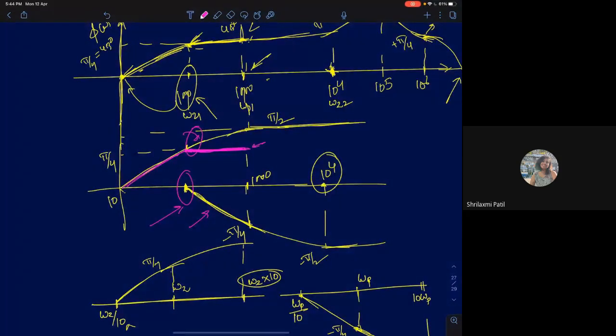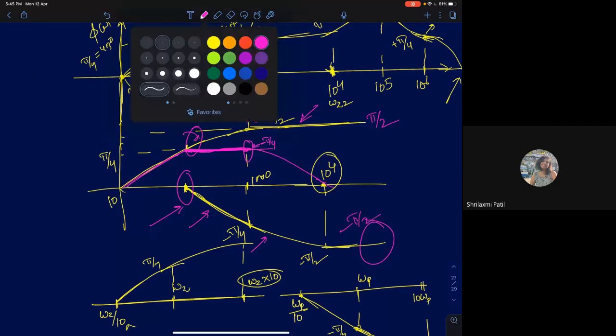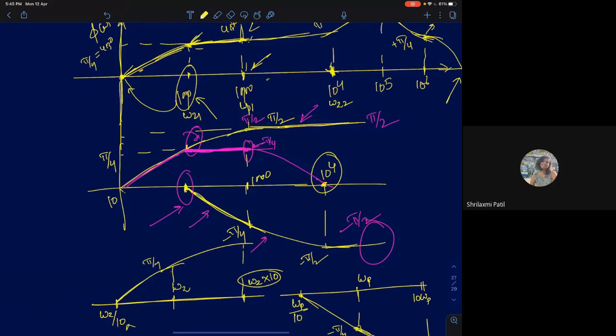The value will be pi by 4. Now tell me what happens after this. Here it is minus pi by 4 plus pi by 2, so the total phase shift is pi by 4. After this, the phase shift is remaining constant, but this phase shift is decreasing. So the effect due to this ideally should go to 0. Ideally, if you draw, because this is plus pi by 2 and this is minus pi by 2, add the two, you get 0. That's what should have happened here.